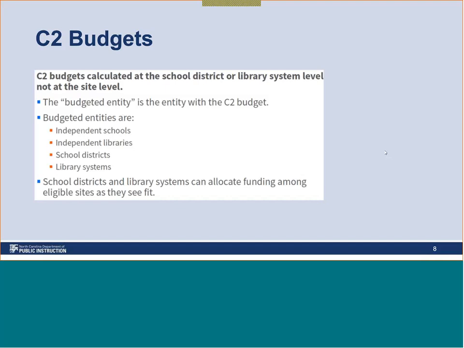Budgeted entities are independent schools, independent libraries, school districts, library systems. School districts and library systems can allocate the funding amongst any of the eligible sites within their purview, their umbrella. If a school district has 25 schools and only 10 of them really need to have new switches to replace older ones, they can take their budget and apply it to just those 10 schools in that example.